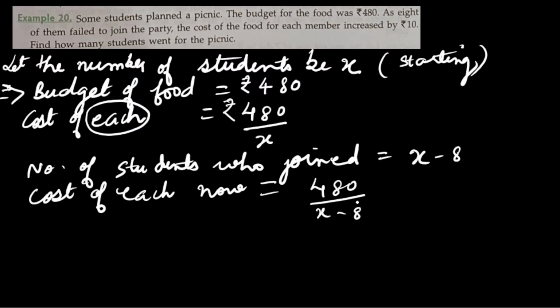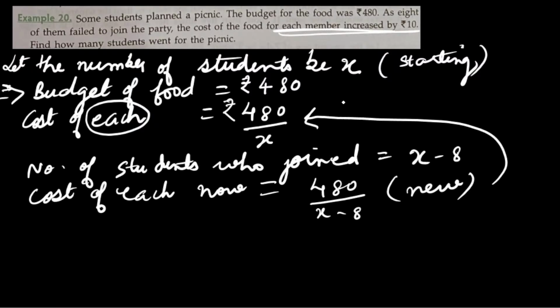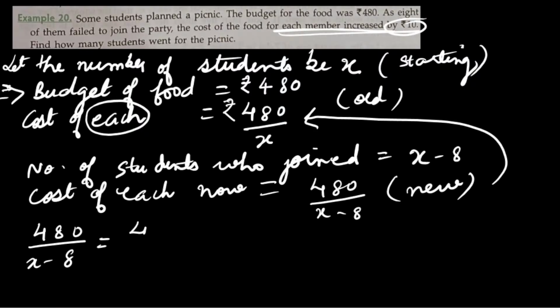So now this is the cost. But what they have mentioned is that the cost of food for each member increased by 10. That means the new cost is 10 more than the old cost. This was the old cost which everyone had to share, but now as 8 of them are not sharing, the new cost is 480 by x minus 8. It is 10 more. It increased by 10 from the old amount. The old amount was 480 by x, plus 10.